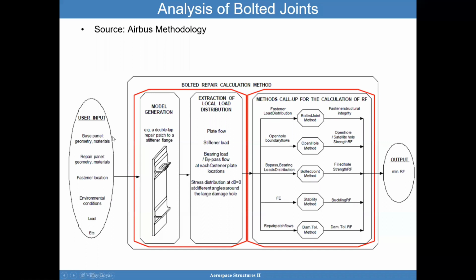The Airbus methodology uses the user inputs, which could be geometry, materials of the repair panel, fastener location, environmental conditions, and load. You will then generate the model and then extract the load distribution, and that will include the bearing load and bypass loading at each fastener. And you will then take that information to calculate the joint margins, open hole margins, stability margins, and damage tolerance.